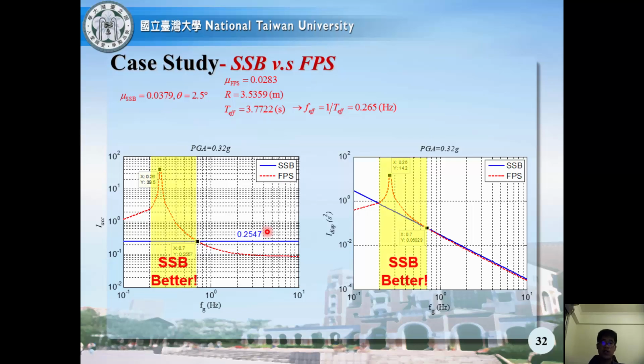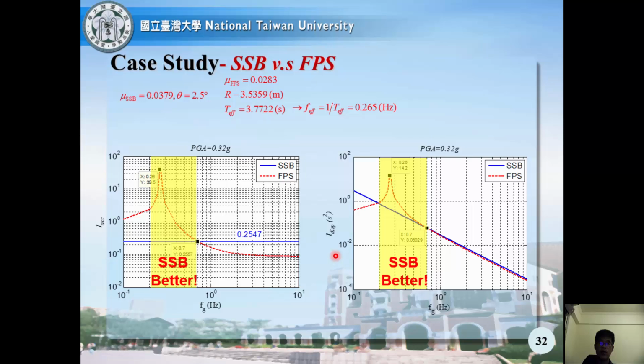In contrast, the absolute acceleration of the SSB is uninfluenced by varying ground motion frequency. And besides, when the ground motion frequency is around 0.2 to 0.7 Hz, SSB not only has a lower absolute acceleration, but also has a smaller isolation displacement.